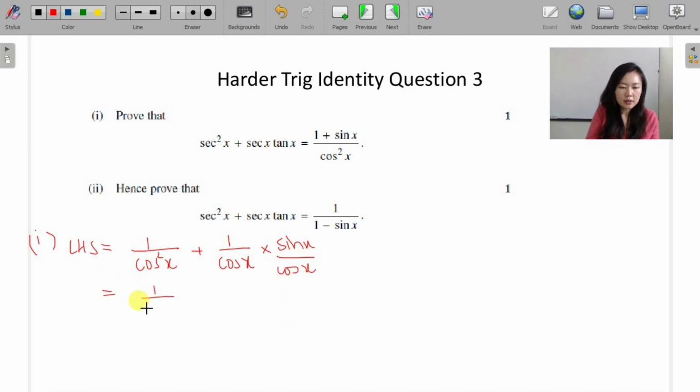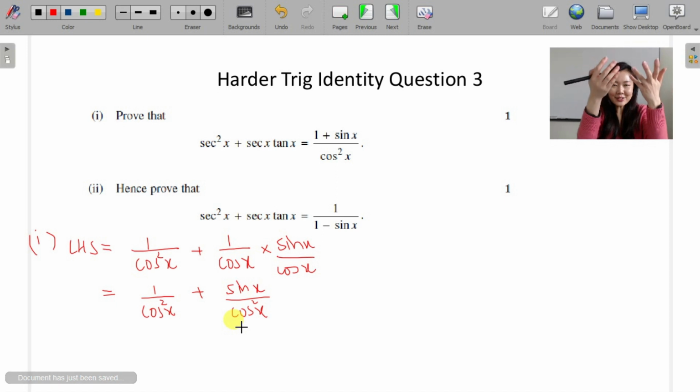Now, if I simplify this, notice they have the same denominator. You don't need to simplify, just add the numerators together.